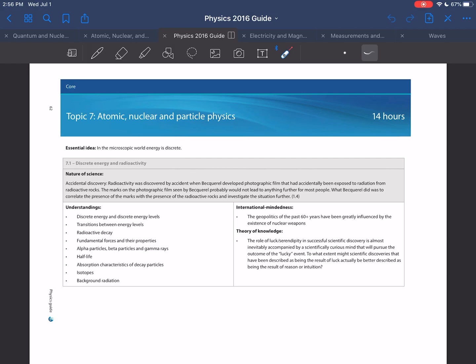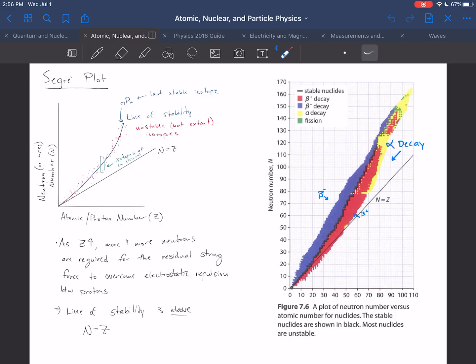Hello everyone. In this video we will continue to examine topic 7.1, discrete energy and radioactivity, and begin to understand what is known as the Segre plot. So, the Segre plot is a famous type of plot that you should get used to using or viewing. You may have seen it in chemistry. And this plot shows different isotopes, more specifically, different nuclides, and their stability.